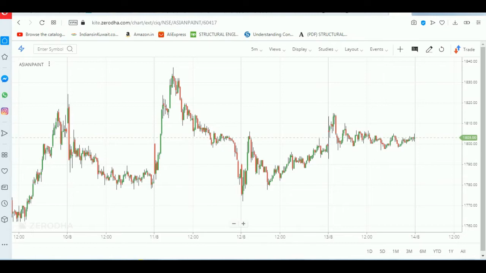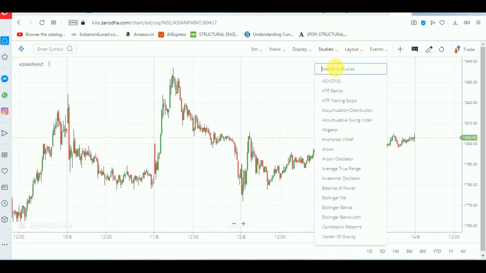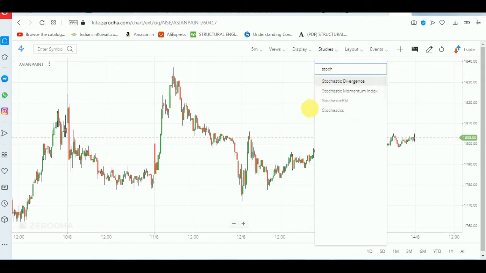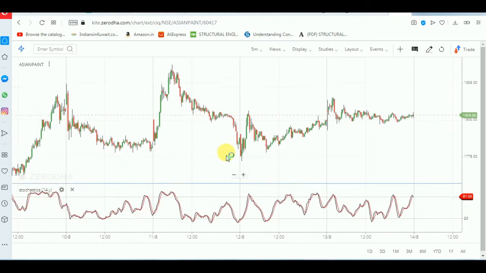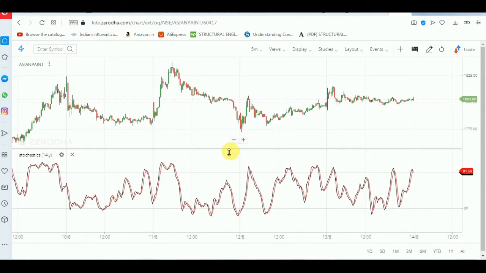I am going to apply this particular indicator on this 5-minute candlestick chart. This is basically a chart of Asian Paint, and clicking here and typing stochastic. So selecting this, now you can see this oscillation, and basically you can see two lines here.